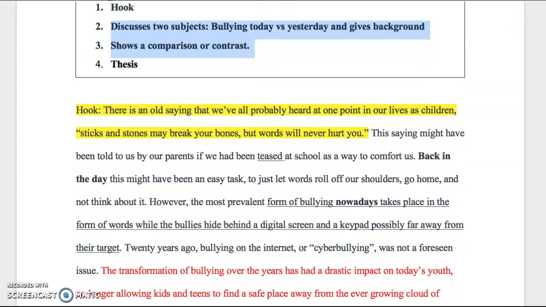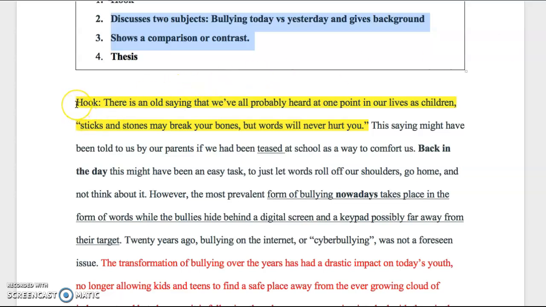So here is your hook. A hook is something that is really interesting and it's going to pull your reader in. And this particular author decided to write a hook that went back to this older saying of sticks and stones may break your bones, but words will never hurt you. And that is catchy, and I really liked it because I did instantly reflect back to all the incidences of bullying when I was a kid and what went on. But again, they do a little bit more than that. So they talk about what was bullying back in the day, okay, versus what is bullying nowadays.